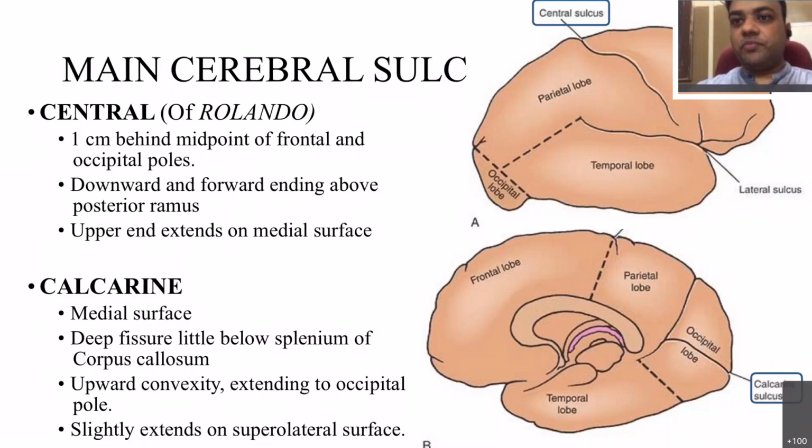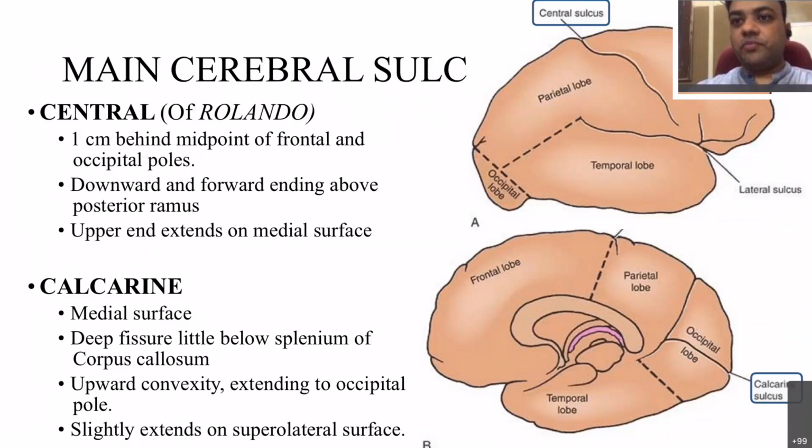So the cerebral hemisphere is having three poles: frontal pole, occipital pole and temporal pole. Got it? So from the midpoint of the frontal and occipital poles, it has written that 1 centimeter behind the midpoint of these two poles. Okay, and the rest are the same as I have described. And it also extends on the medial surface, the upper part of the medial surface of the cerebral hemisphere.